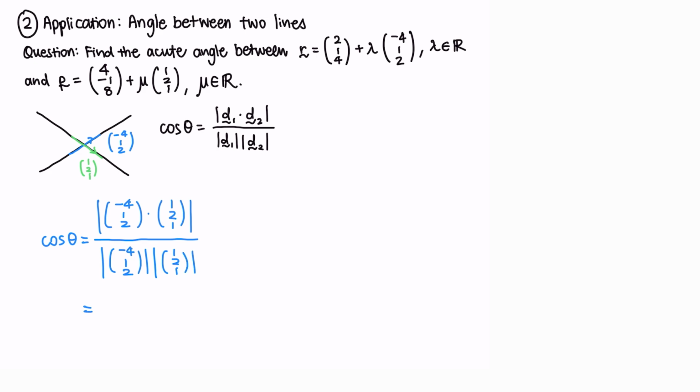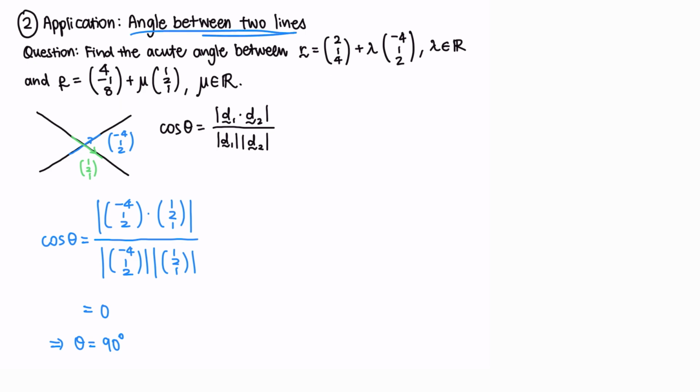Let's evaluate this dot product over here first. This is just negative 4 plus 2 plus 2. Oh wait, that equals 0. So we know that cosine theta will be equal to 0. And hence, theta will be cosine inverse 0, which we know is 90 degrees. So now we know that these two lines are perpendicular.